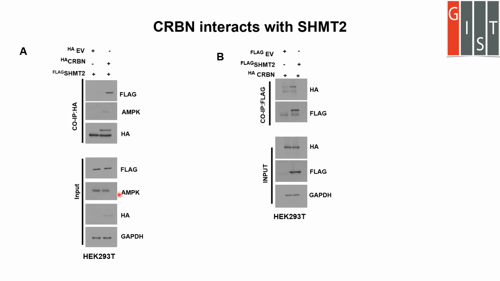In a bid to confirm my result, I also did a bidirectional co-IP. This time, I used Flag-SHMT2 to pull down HA-CRBN, and as seen here, it was successfully pulled down, which shows that CRBN interacts with SHMT2.